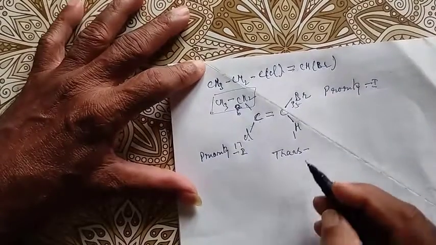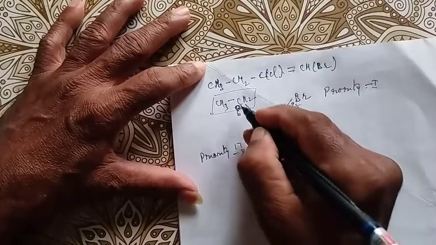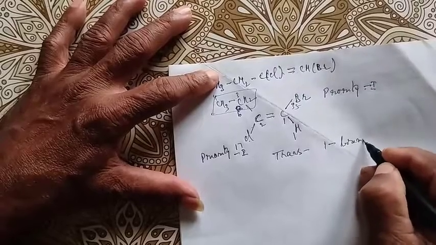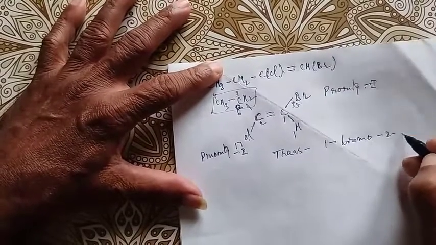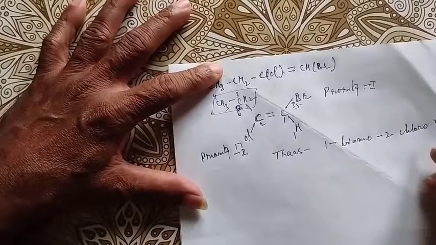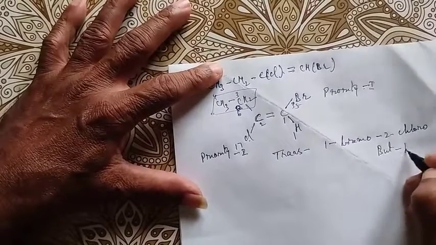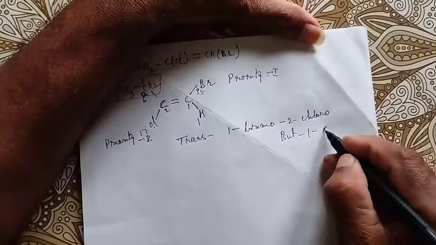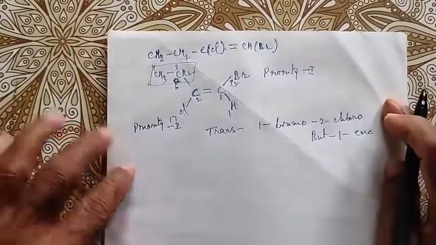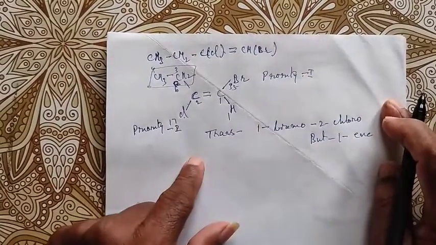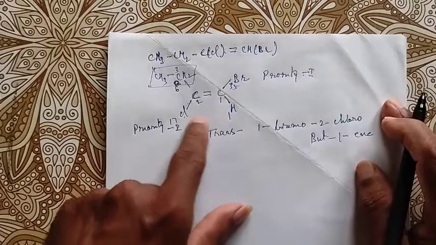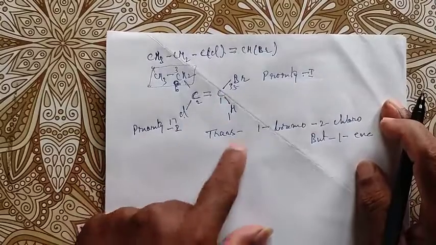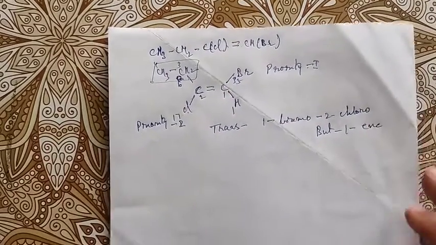What is the name of this substance? Numbering 1, 2, 3, 4, bromine is present on the first carbon: 1-bromo-2-chlorobut-1-ene. This is the name of the substance, and of course this is the trans isomer. If the groups are altered, then it becomes a cis isomer.